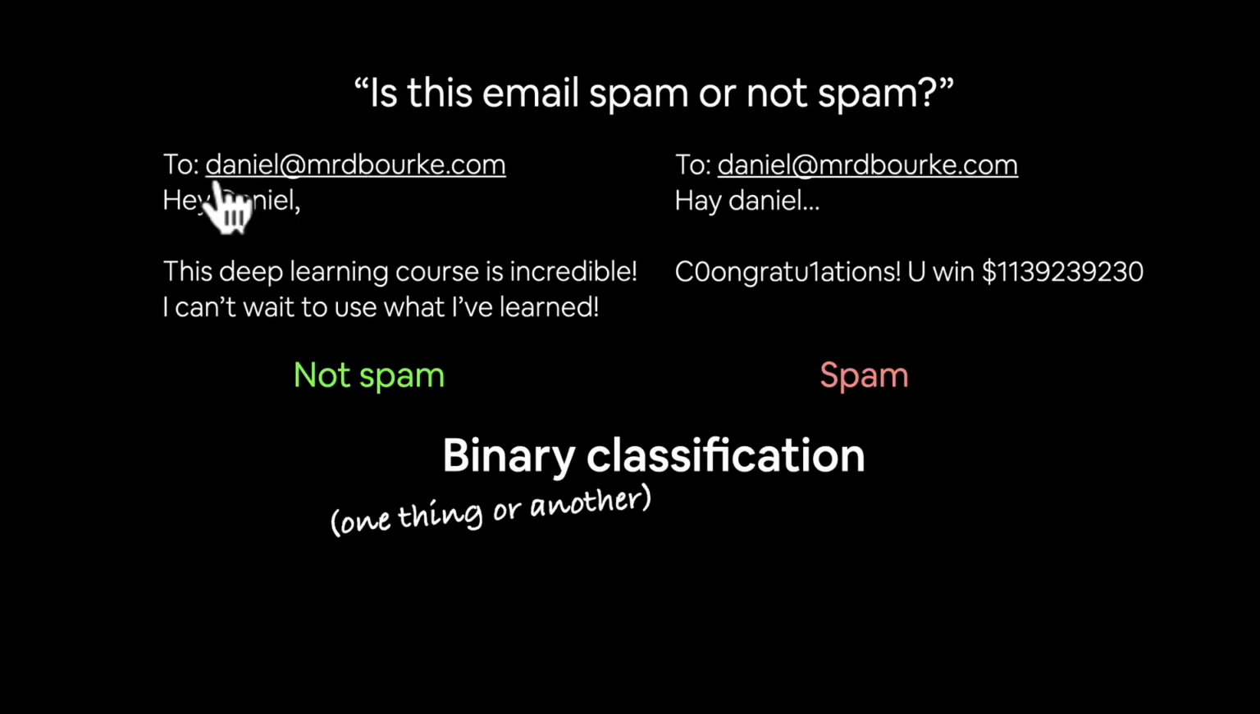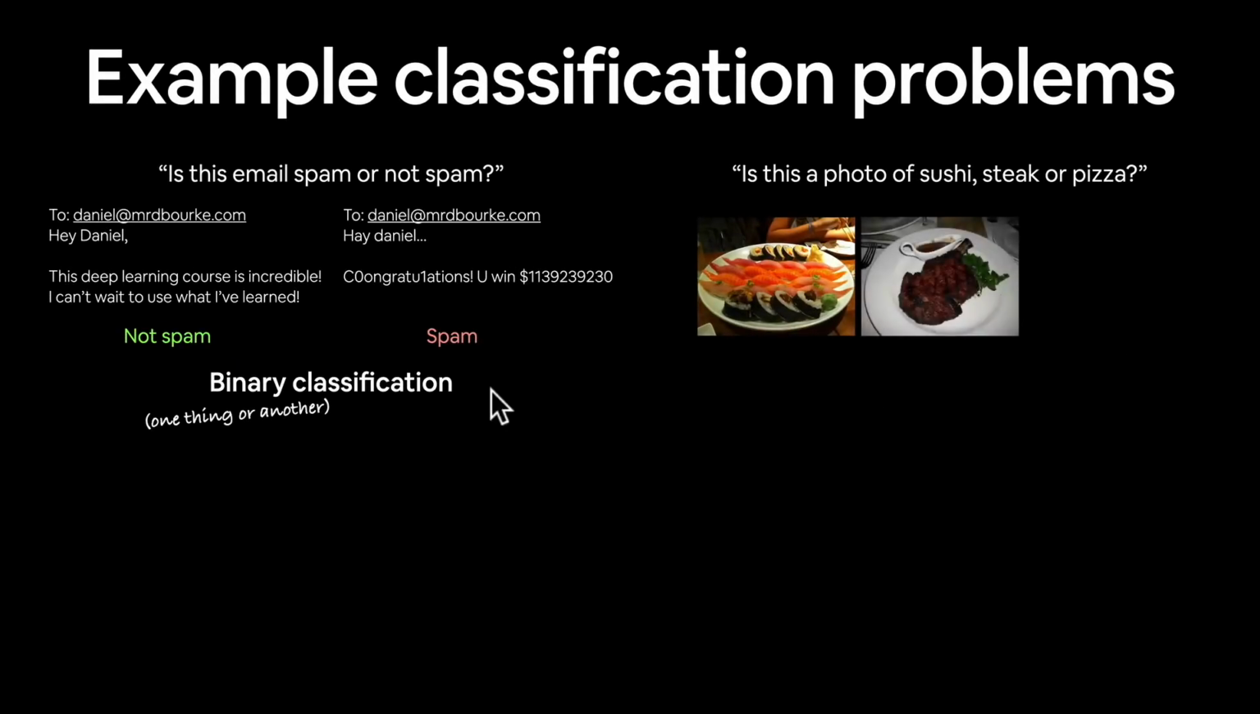So here, we've got clearly a nice email to my email there, daniel@mrdburke.com. Hey Daniel, this deep learning course is incredible. I can't wait to use what I've learned. Oh, thank you so much. That's a beautiful email. I definitely want to see that in my inbox. So we might train a machine learning model or a neural network to classify this text as not spam. And then if I have this email here, which is, again, to my email, daniel@mrdburke.com. Hey Daniel, congratulations, oh, that's a 1. A bit of a typo there. You win a very large sum of money. As much as I'd like that large sum of money, that's probably spam, and I don't want to see that in my inbox. So that's binary classification.